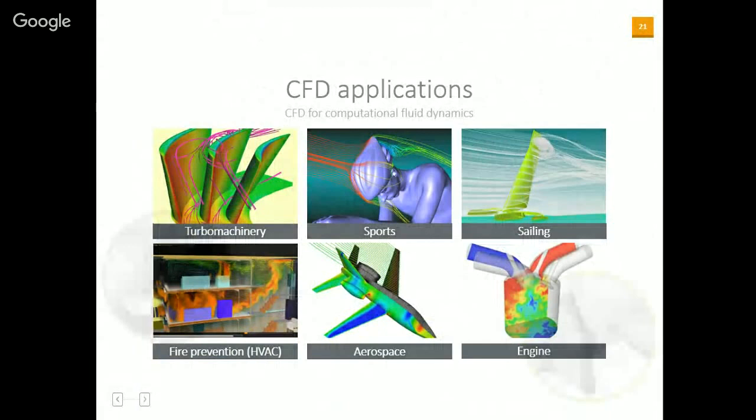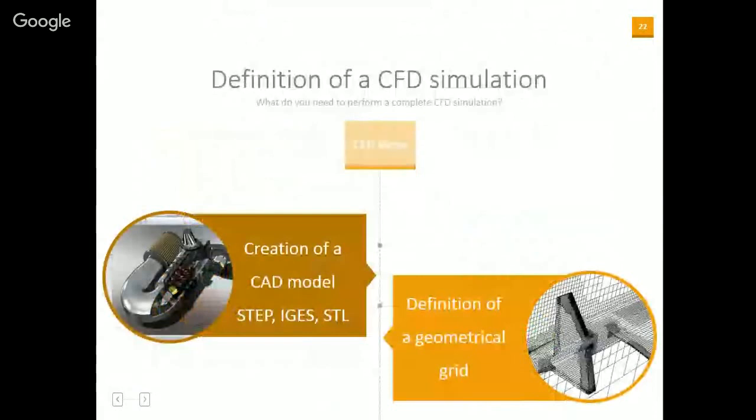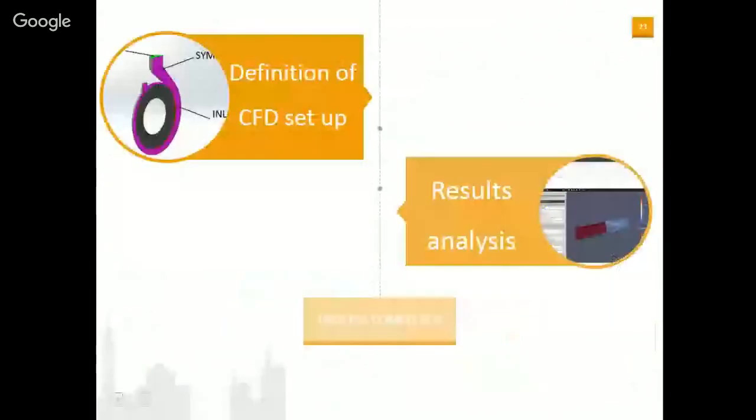Here, we are going to recall the steps of the CFD simulation. As we already saw, there is the creation of the CAD model. The step, usually, right at the moment, we have STEP files, IGES files, and STLs. There is the definition of the geometrical grid. Then we have the definition of the CFD setup, and finally the results analysis.